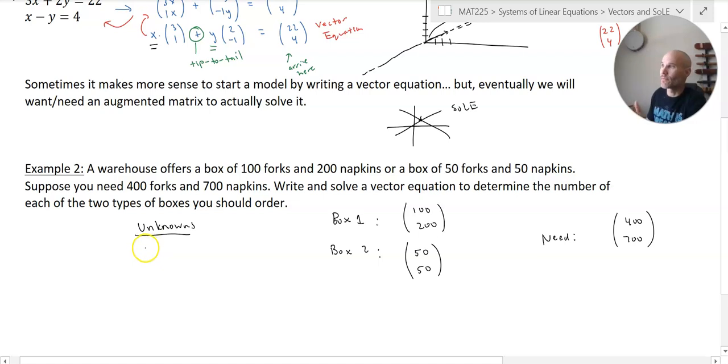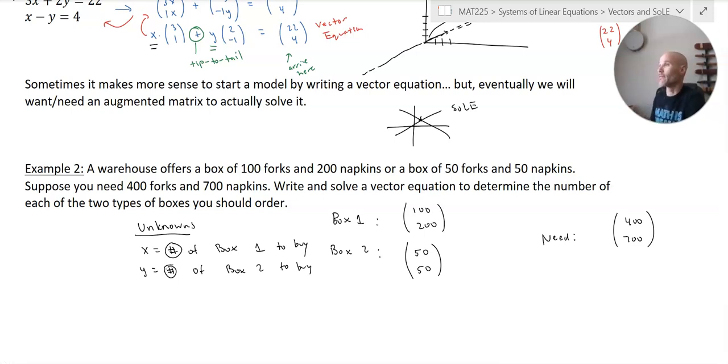So when we define our variables, we have to be very clear. We have to say x is the number of box 1s that we're going to buy, and y will be the number of box 2 that we're going to buy. We're never going to write this just as box 1 and box 2 because a variable is a measurement. A measurement has a unit. In this case, our unit is the quantity of. It's not the size of or the volume of or the surface area of, it's the quantity of them.